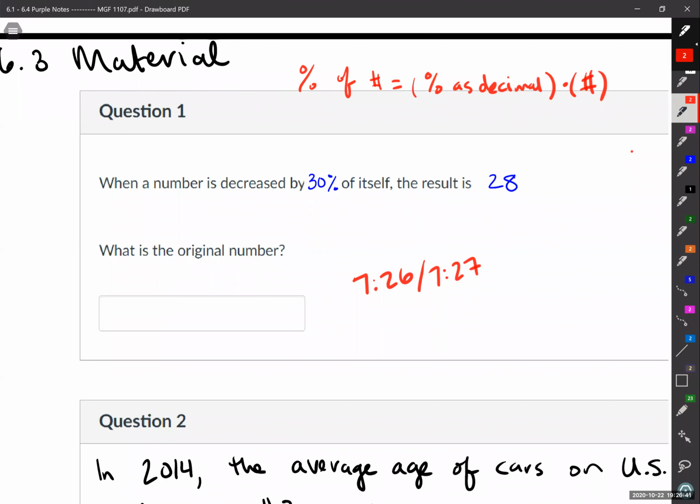So Kimberly, think of setting up an equation. So you found 30% of 28, but 28 is the result of decreasing the value of 30% by some unknown value. And we're looking for the unknown value.